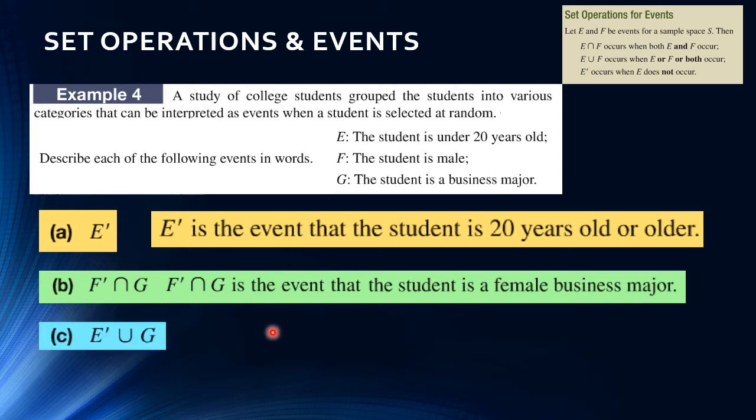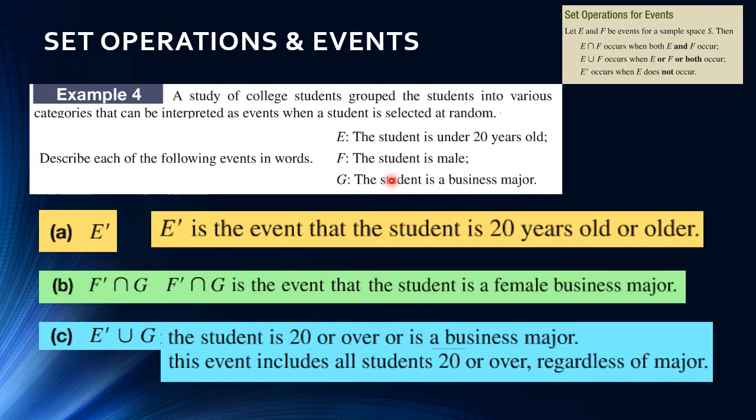All right. E not union G, or E not or G. Again, we said E not is someone that's 20 or over. G is someone that's a business major. Now remember, when we have or, union, it can be either. So we can have a student that's 20 or over and any major, or we can have a business major. The student is 20 or over or is a business major. This also includes all students 20 or over regardless of major, which is what I said initially.